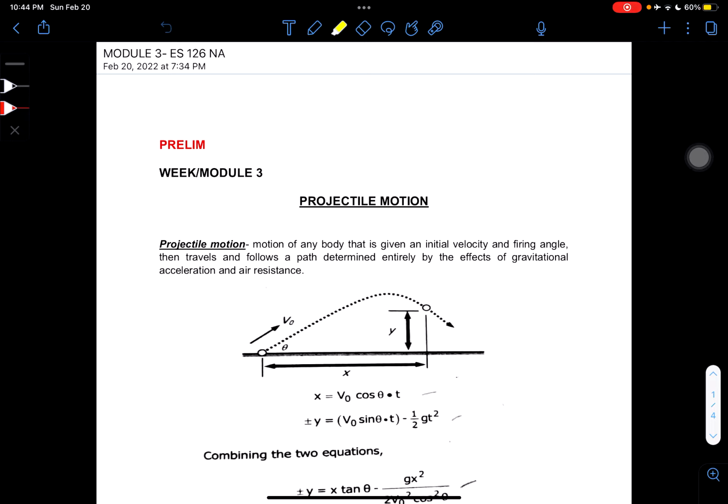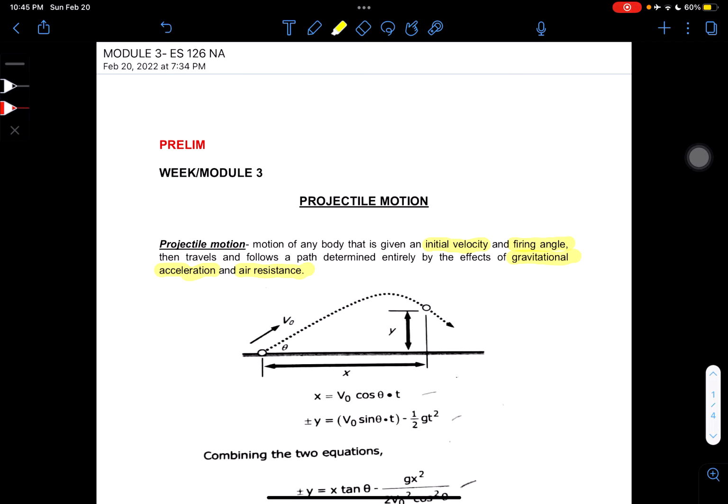So projectile motion is the motion of any body that is given an initial velocity and firing angle, then travels and follows a path determined entirely by the effects of gravitational acceleration and air resistance. So take note, in projectile motion, there is an initial velocity and a firing angle.